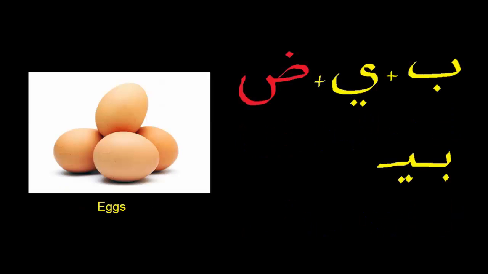Finally, the dad at the end of a word, and the word here is eggs, or bayd. We begin with the connector line, and just like we did before, we loop around, create a tooth, and then continue and make a loop. Of course, we put our dot on top, and that's it. That's the dad at the end of the word.